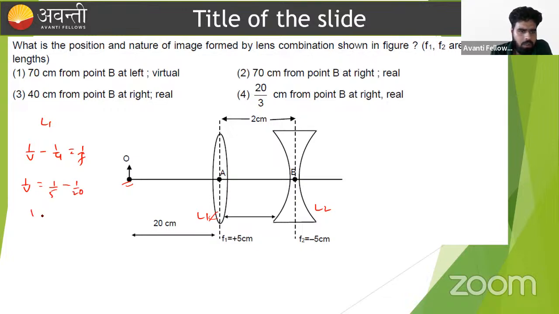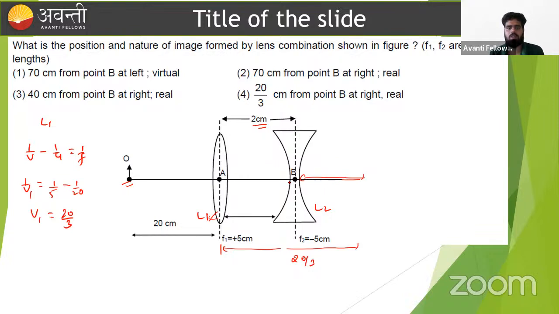Again, if we transfer minus 20, say this is the value v1. What is the value of v1 here? If we solve it, v1 will equal 20 by 3. This 20 by 3 acts as an object. And what is the distance of the object from lens B? The distance between the lenses is given as 2 centimeter. The distance of the image formed by lens 1 is 20 by 3. So what is the distance? 20 by 3 minus 2. For lens 2, what is u2? It is 20 by 3 minus 2, so u2 equals 4 by 3 centimeter.